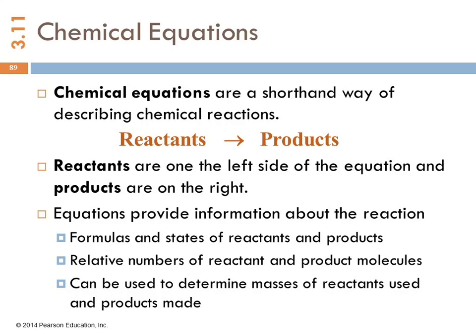These equations give us a lot of information about the chemical reaction in a very concise form. They're going to give us the chemical formulas and the states of those reactants and products. They're going to tell us the relative numbers of molecules of each of the reactants and products. And we can use these chemical equations to figure out the masses of reactants used and the masses of products produced. And so this becomes very, very practical.